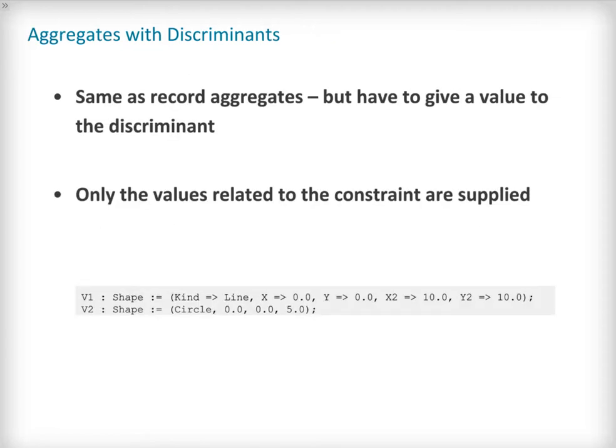From the aggregate point of view, a discriminant is just one of the fields that have to be specified in the list of fields. All the usual rules will apply with regards to the positional and named notation in particular. And of course, the list of fields that have to be provided depends on the value of the discriminant. So for example here, if I'm saying that the kind is line, the aggregate is expected to provide the value for x, y, x2, and y2. If the discriminant is circle, only 3 values are expected, one for x, one for y, and one for radius.